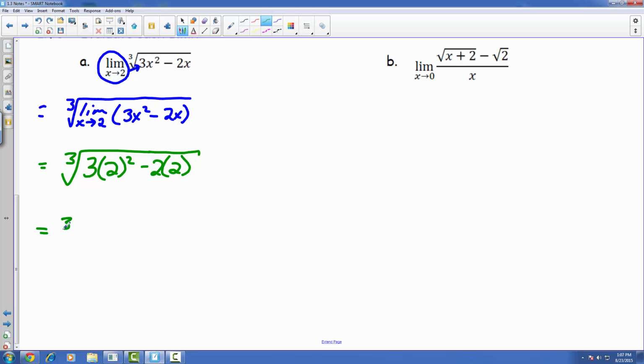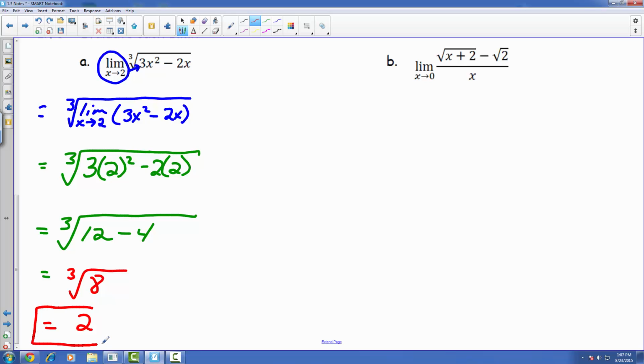So we still have the cube root of 2 squared, which is 4, times 3 will give us 12, minus 4. So ultimately it looks like we are looking at the cube root of 8, and the cube root of 8 just simply comes out to be 2. So this limit will actually come out to be 2.